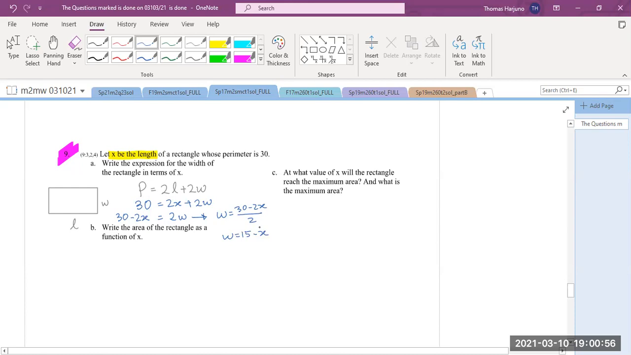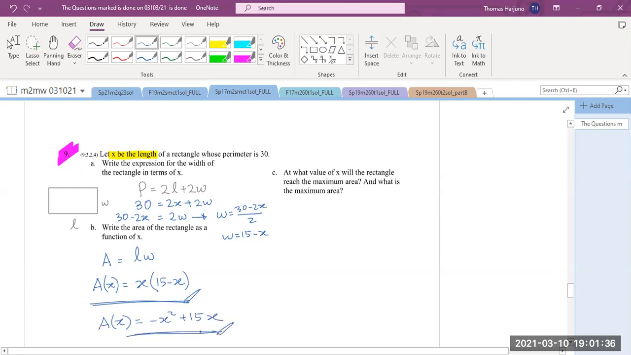Now, write the area of the rectangle as function of x. So the area of that rectangle is length times width. Now as a function of x, so I write A of x, right? Means it's a function of x, is the length times width. What is the length in terms of x? That's x. What is the width in terms of x? That's 15 minus x. And actually we are done. You can distribute that, right? That's negative x squared plus 15x to make it into general form. And that will be helpful for us to do part C.